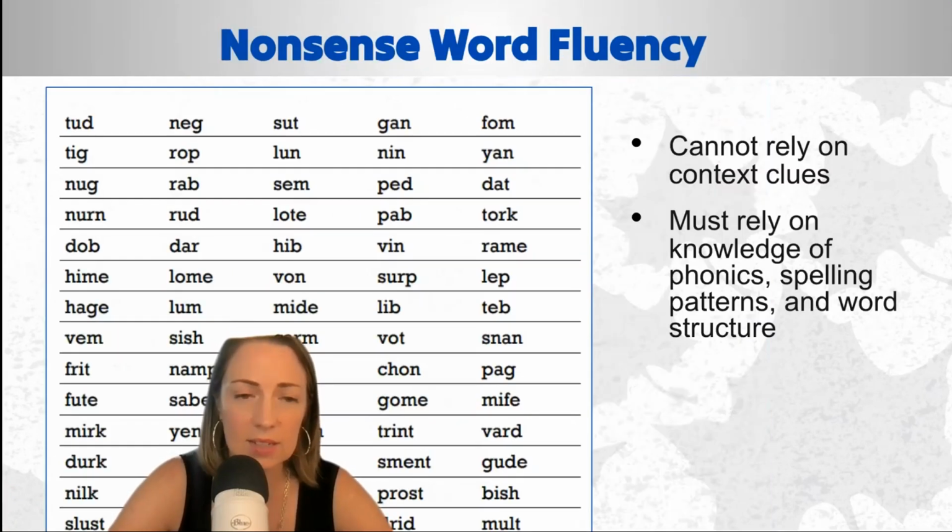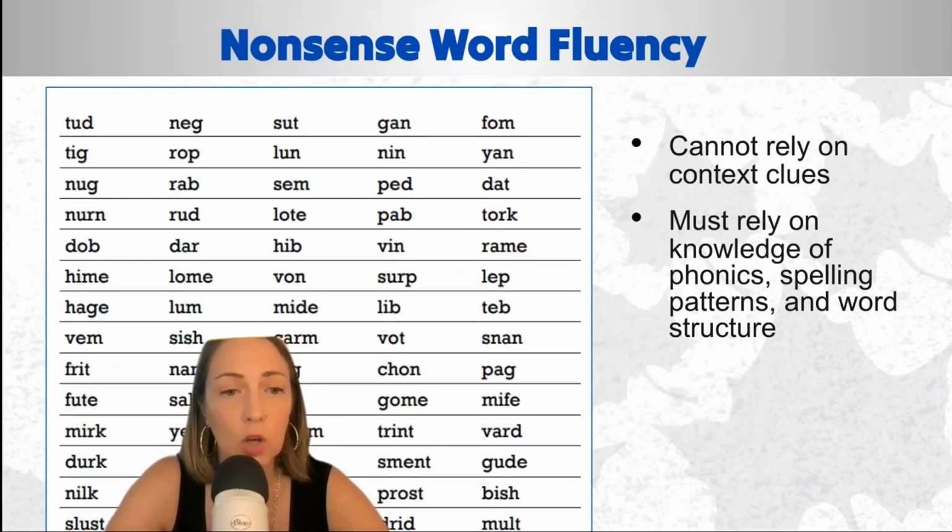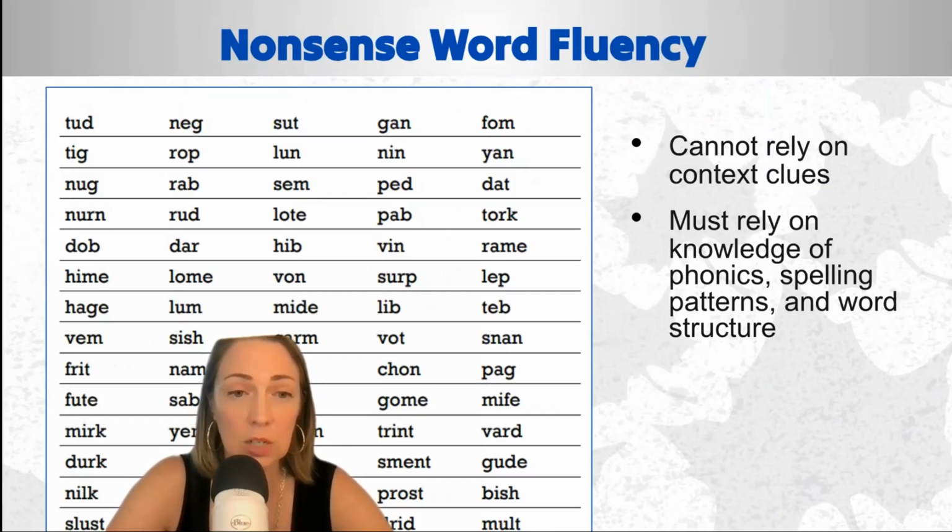The next test is called a nonsense word fluency. Students really have to rely on their decoding skills, and they can't rely on pictures or context clues. So it really drills down and shines a light on their ability to decode words.